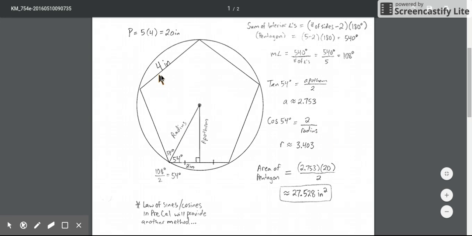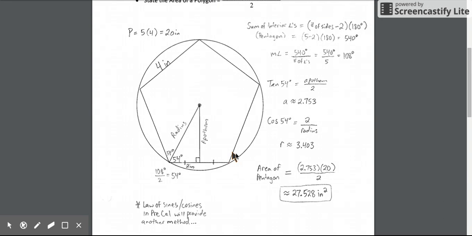So now we can find our perimeter. We know that each side length is 4 inches. There's 5 that are equal side lengths. It's a regular pentagon. So the perimeter is 20 inches. We have our apothem length. Let's multiply those two things and divide by 2. And what we get is our final area of the pentagon, 27.528, or about 27.5 square inches.